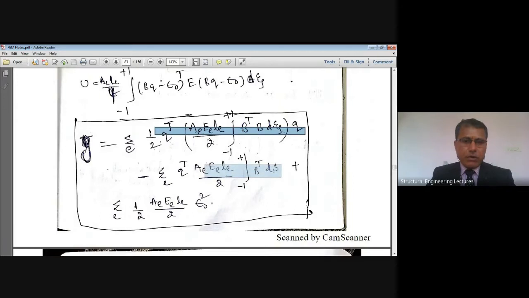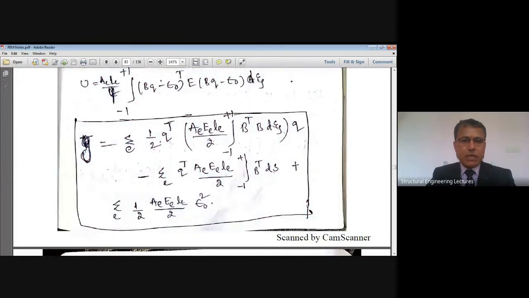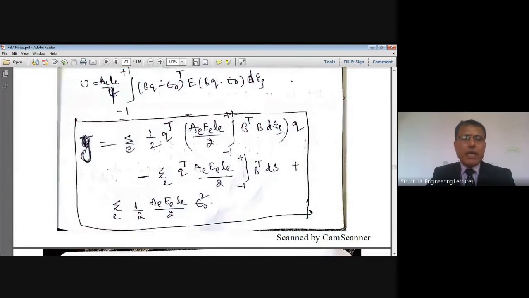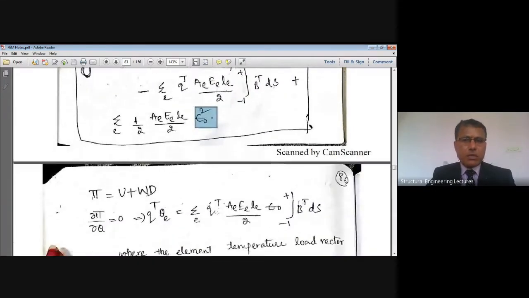These are representative of that of the traction forces, right? And the third one is that of the concentrated loads, if any. That is the summation of all such elements half A E L divided by 2 epsilon naught whole square, because epsilon naught is a constant, hence these are constant forces or point loads, etc.